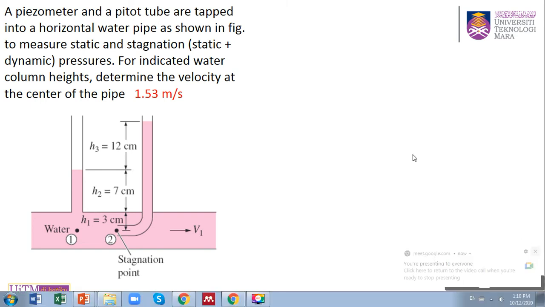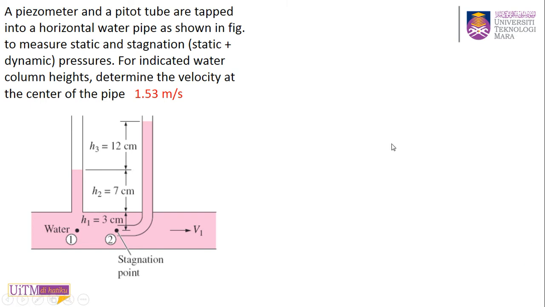So we look at the third, I think fourth one. Okay, example: a piezometer and pitot tube are tapped into a horizontal water pipe as shown in figure below to measure static and stagnation pressure. For indicated water column's height, determine the velocity at the center of the pipe. Okay, they ask you to find the V1, the velocity across this horizontal pipe.